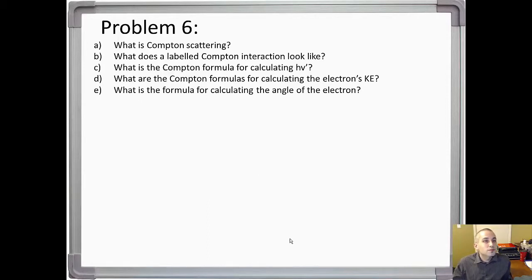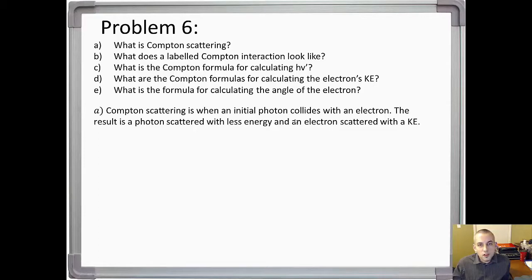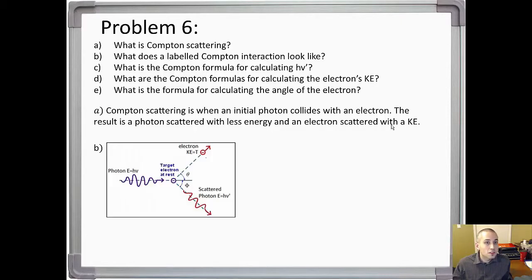Okay, problem 6. So what is Compton scattering? When an initial photon collides with an electron, the result is a photon scattered with less energy and an electron scattered with kinetic energy. What does a labeled Compton interaction look like? So this is it. You have an initial photon coming in, interacting with an electron. The electron scatters off with a kinetic energy, and a new scattered photon has a new energy, hν prime.